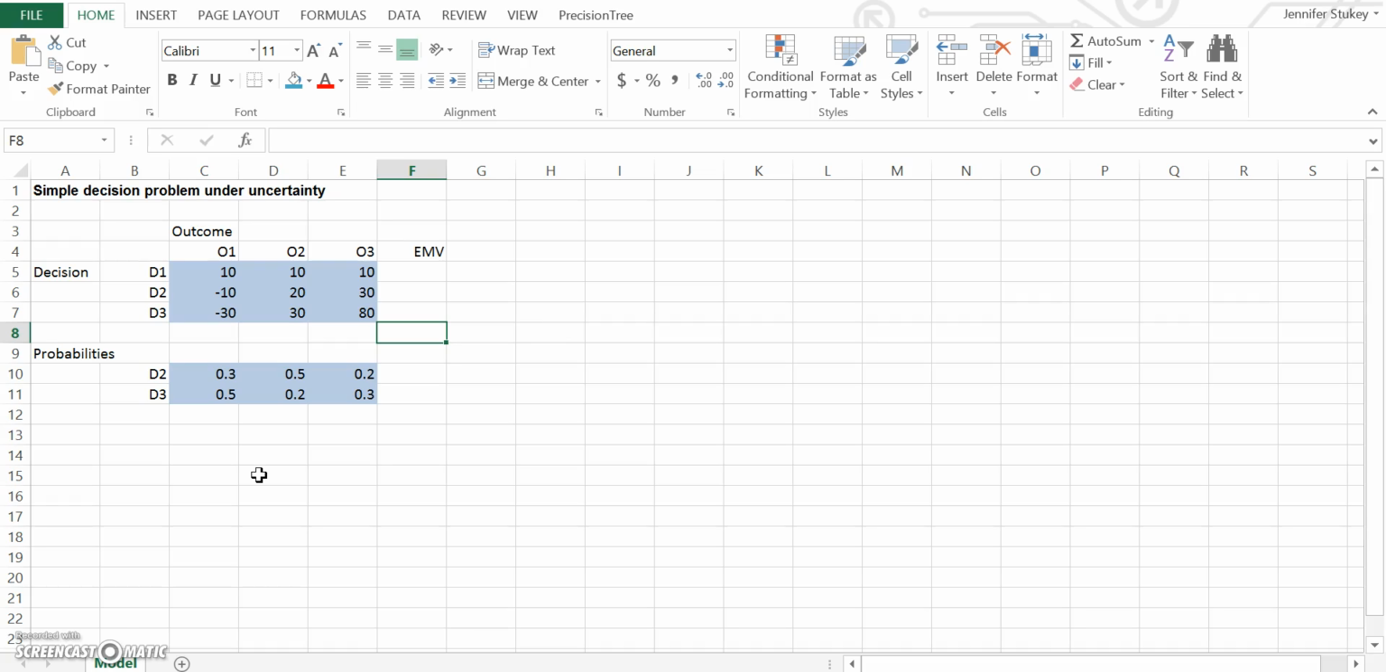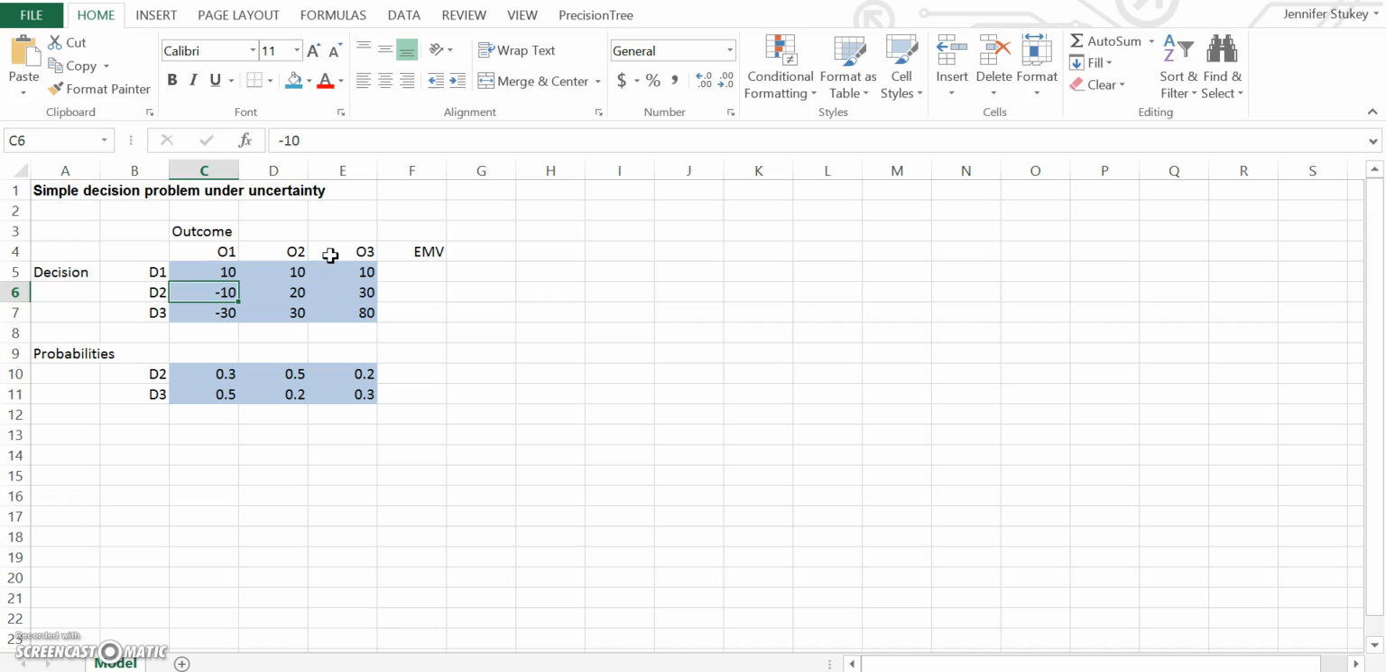So in the problem that we are looking at first, which is your simple decision problem, you can see that decision 1 produces an outcome of a $10 gain to the company no matter which of the 3 outcomes occur. So if the company chose decision 1, they would be choosing the safe decision. They're not going to make a tremendous amount of money. They're not going to lose a tremendous amount of money.